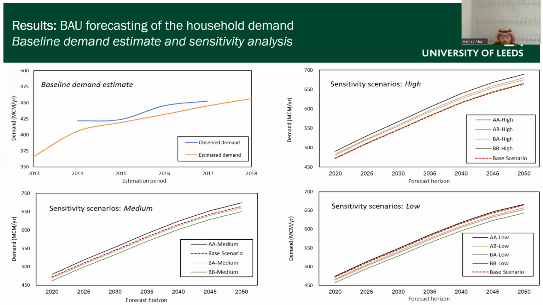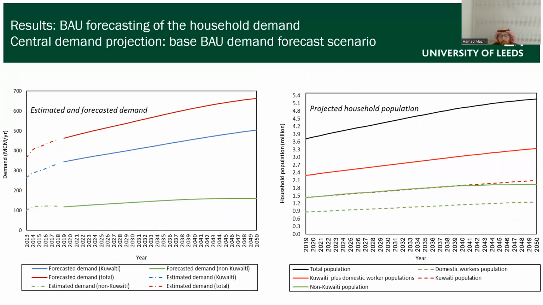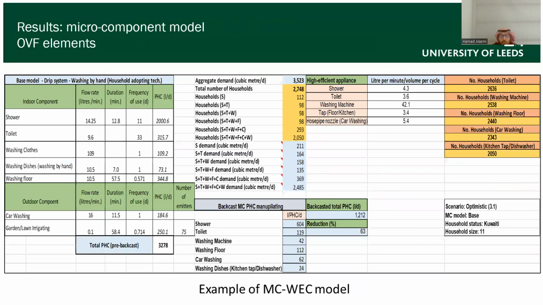The output of the study shows that the baseline estimation has a good fit against the observed demand. As you can see, 12 demand forecasts have been developed as a result of a sensitivity analysis, and the central demand forecast has been selected, as shown in the red dashed trend line. In the central demand forecast, the demand is mainly driven by Kuwaiti households, as Kuwaiti household consumption is much higher than non-Kuwaitis. Thus, the aggregate demand growth is driven by Kuwaiti households.